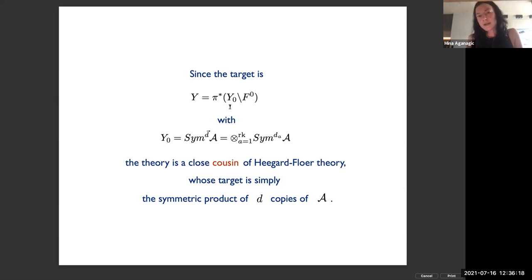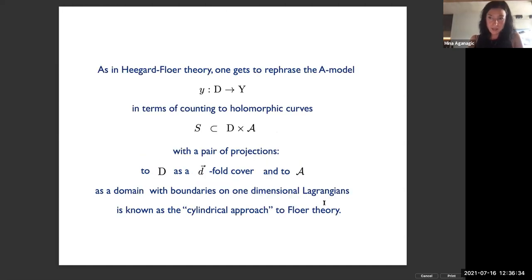Because the target is pulled back from the symmetric product or the product of symmetric products, our theory is a close cousin of Haggard-Floer theory, whose target is simply a symmetric product of D copies of A of the Riemann surface. As in Haggard-Floer theory, one gets to rephrase the A model in terms of counting of holomorphic curves.